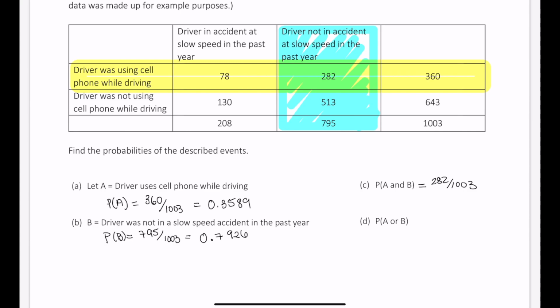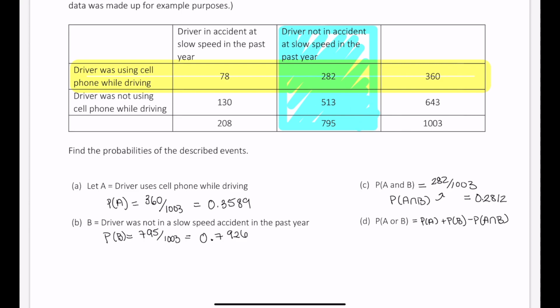Next, let's look at the probability of A or B, and here in part D, that is the probability that a driver uses a cell phone or a driver was not in a slow speed accident during this last year. So if you recall, to get this probability, we need to add up the probability of A plus the probability of B, and then we subtract something. We subtract the probability of A and B, and we already figured that out. That's this right here. Oh, and actually, I never put it as a decimal here, so let me quickly do that since we're going to use this right now anyways. As a decimal, this one here is 0.2812.